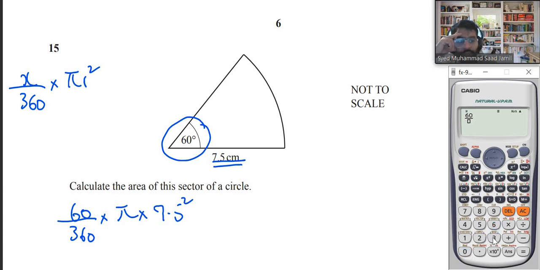60 upon 360. I feel like having coffee. I will drink coffee.